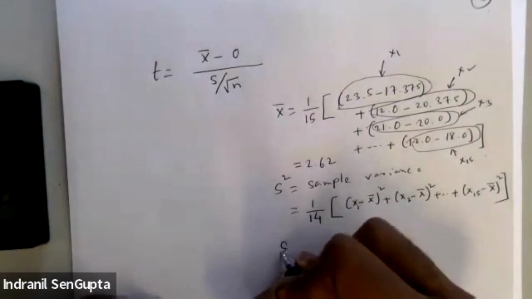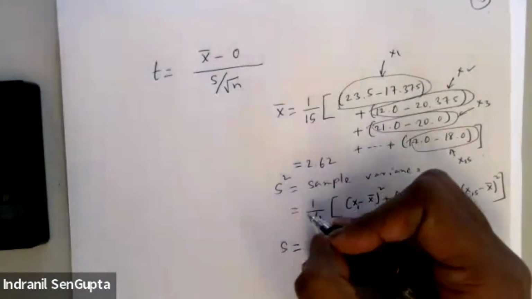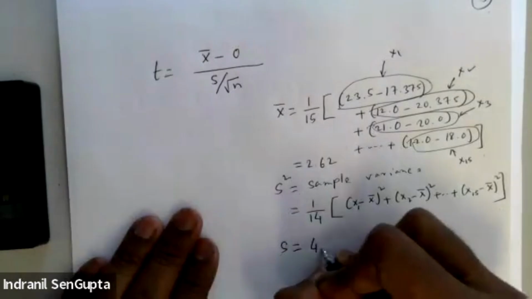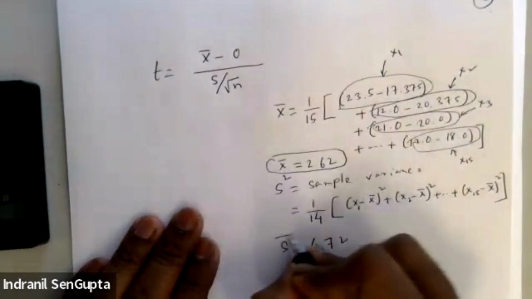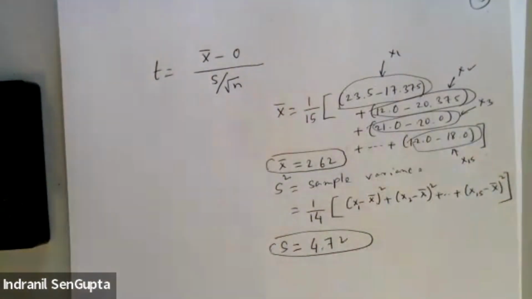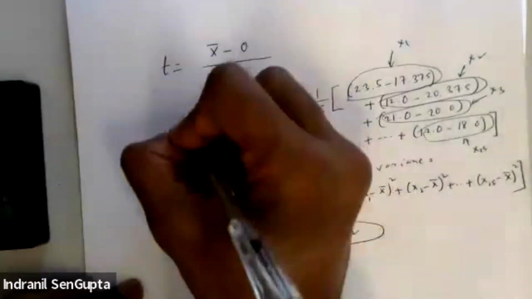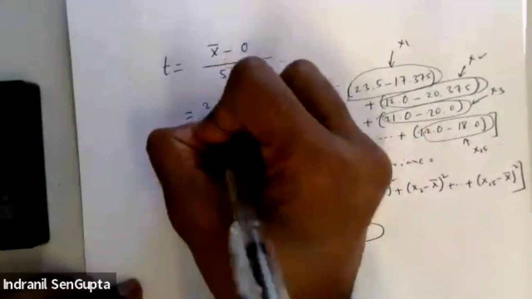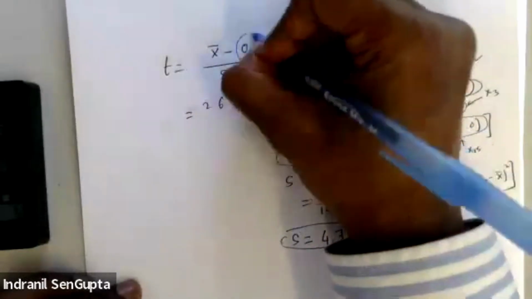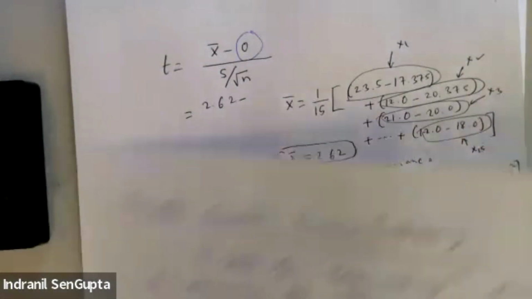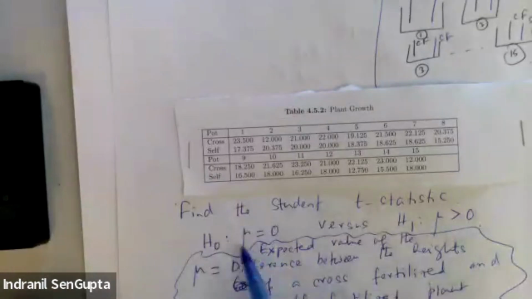So from here, I can now, of course, compute S, and if you did that for this particular data set, it will be 4.72. X bar would be this one, and S will be this one. And n is, of course, 15. So if I compute this T value, it's basically 2.62 minus 0. Why 0? Because under the null hypothesis, mu is 0.